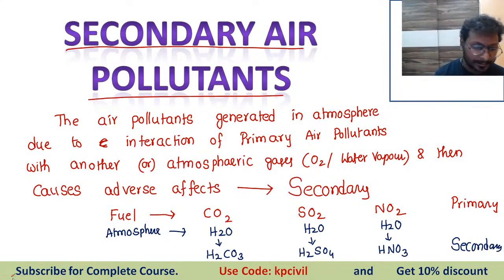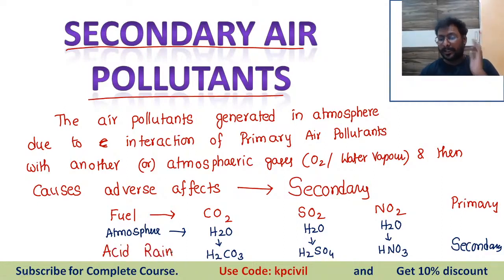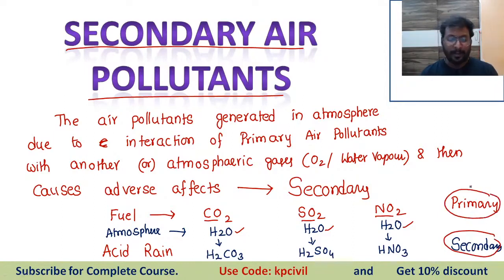What do we call it? We call it acid rain. Acid rain is a secondary air pollutant generated due to the chemical reaction of carbon dioxide, sulfur dioxide, and nitrogen dioxide with water vapor available in the atmosphere. So this is secondary and this is primary. Clear?